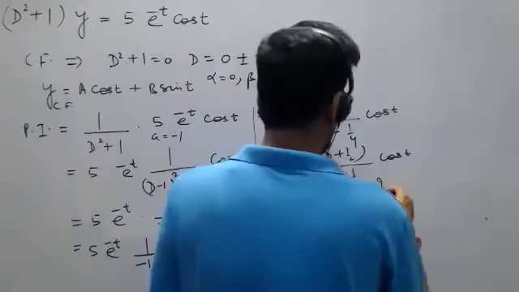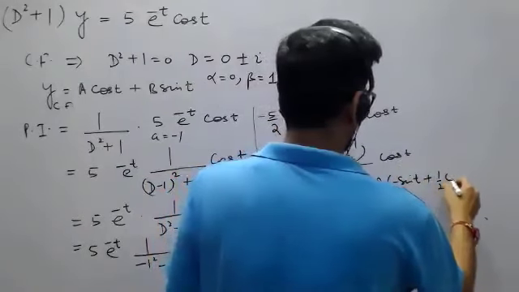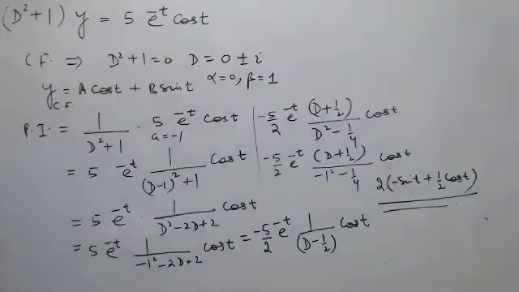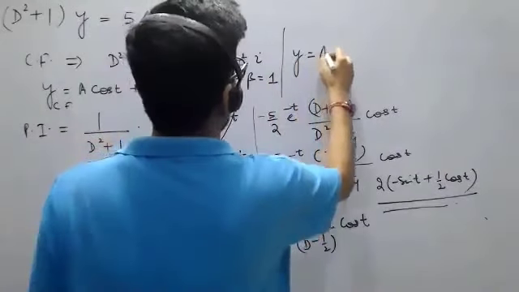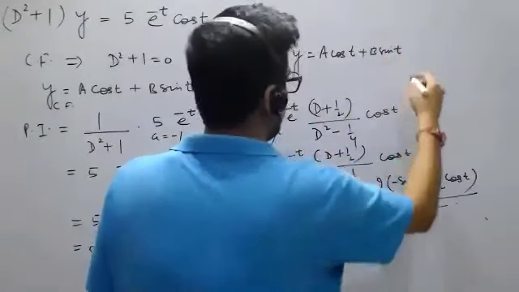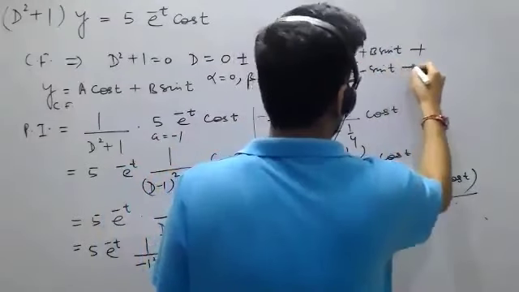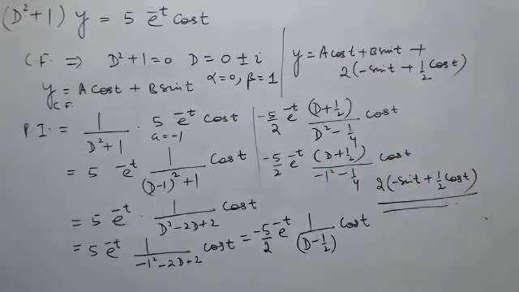So it will become 2 times minus sin t plus half of cos t. Check by calculating, am I saying it right? Yes, sir. What is the final value of y? That is a cos t plus b sin t plus 2 times minus sin t plus half times cos of t. This is the final answer.